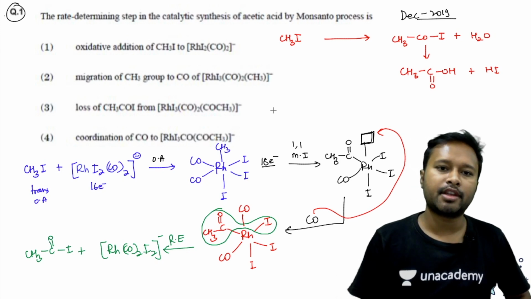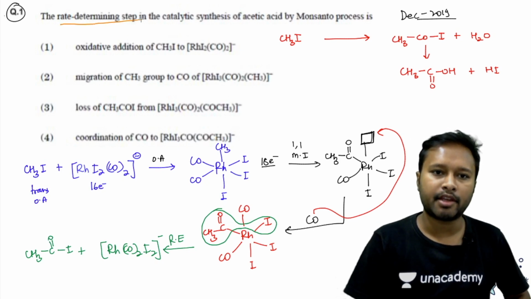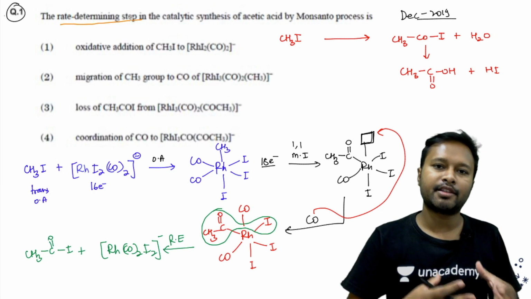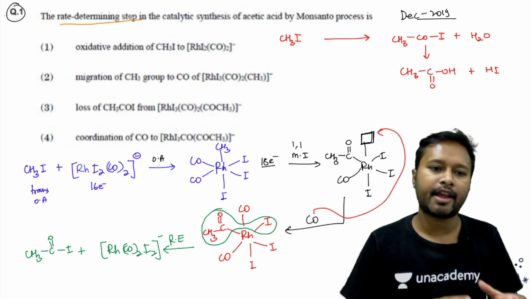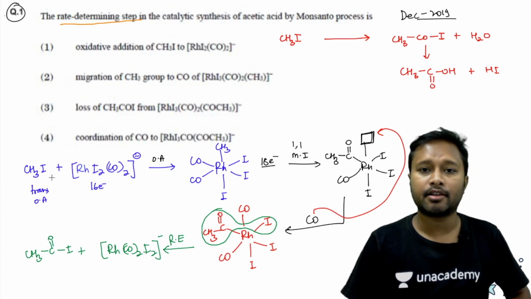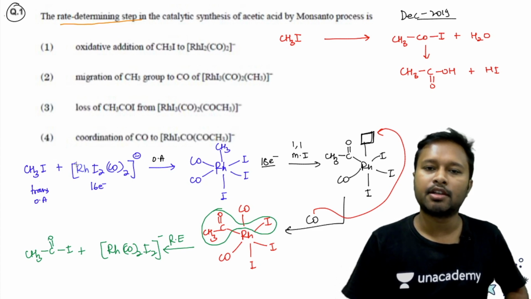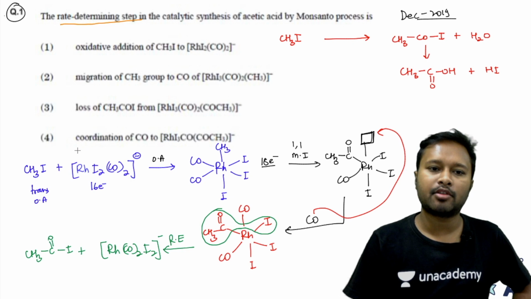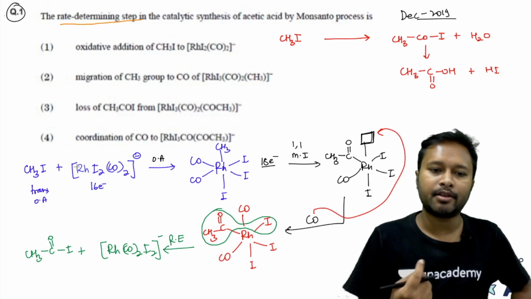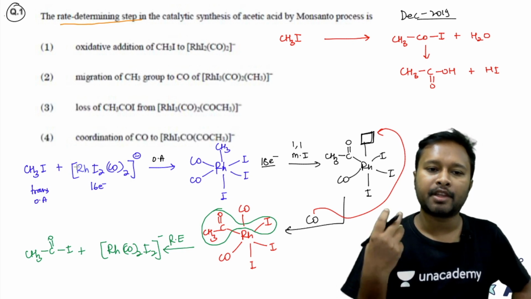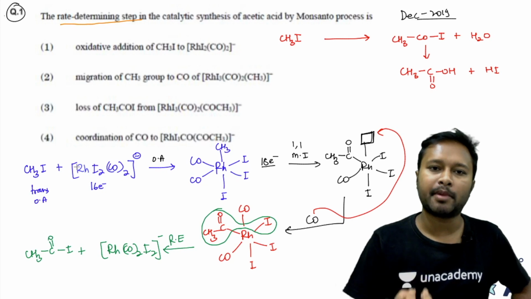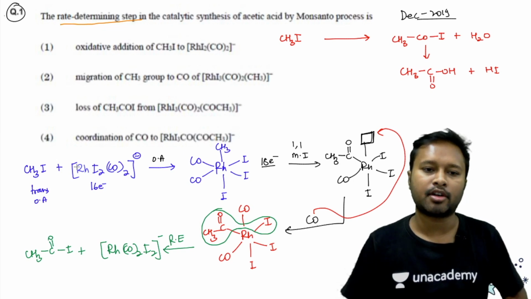So the question was, what is the rate determining step? The rate determining step in the Monsanto process is the oxidative addition of the methyl iodide on the catalyst, and that is because it totally depends upon the electron density on the metal center of the catalyst, how this particular CH3I reagent is going to attack.